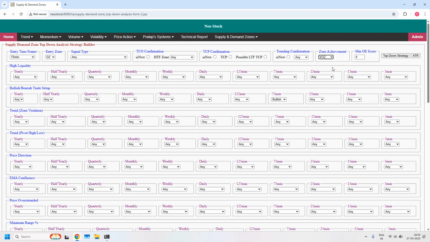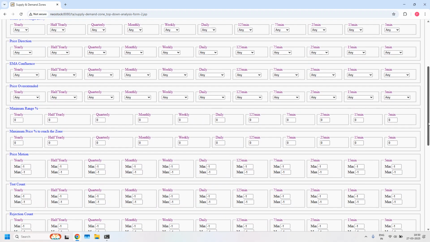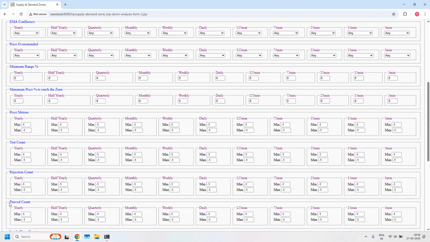Zone achievement: violated opposing zone. Minimum odd enhancer score is 12. And also this 75 minutes demand zone should not be pierced. So in the pierced count, at 75 minutes time frame, I am setting minimum value 0, maximum value 0. That means pierced count should be 0. Pierced count 0 means the zone is not pierced. This is how you should understand it for the remaining reports also.